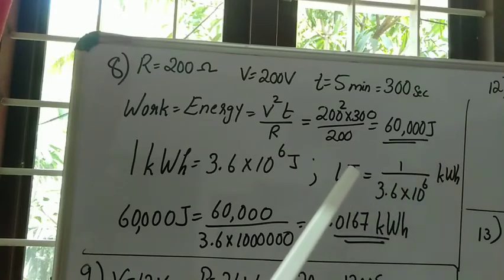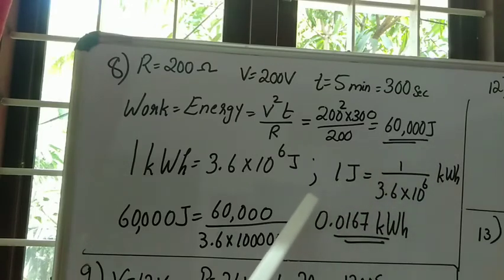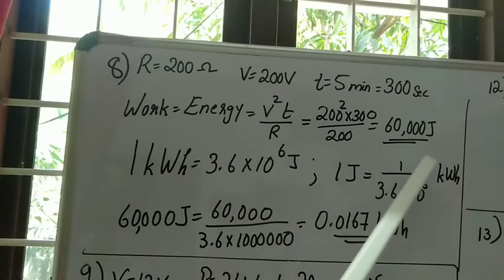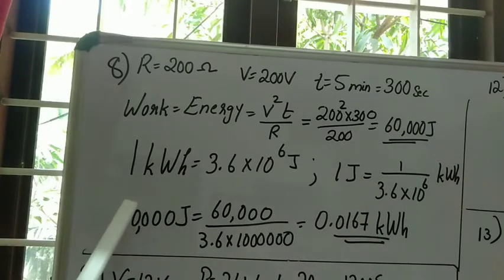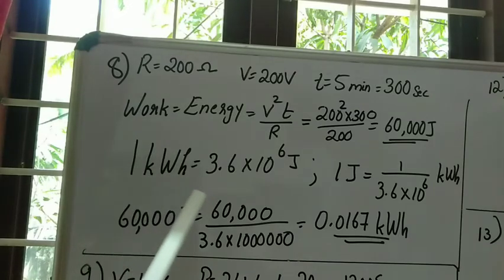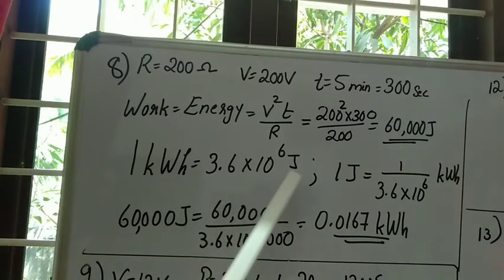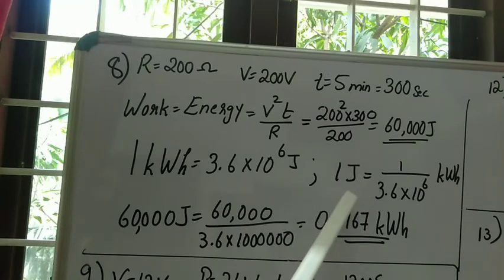Now the second sub question is we have to find the same answer in kilowatt hour. So we need to convert this joule to kilowatt hour. The relation between 1 kilowatt hour and joule is 1 kWh is equal to 3.6 into 10 raised to 6 joule. So what will be 1 joule? Just the reciprocal, 1 by 3.6 into 10 raised to 6 kilowatt hour.